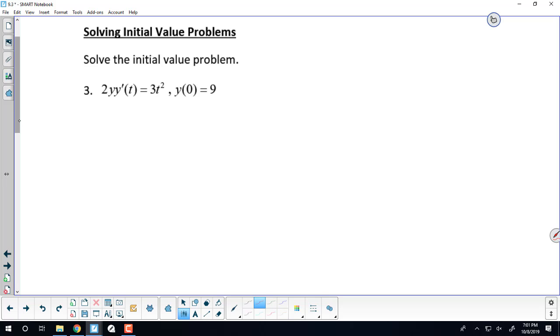So here's one. It says 2 times a function times the derivative of the function is equal to 3t. What function is that, where we know that the original function evaluated at 0 is 9? Our independent variable is t. When we say y of 0 is equal to 9, it's our initial condition. But it's really saying that our point in this plane is a t value and a y value. So our t value here is 0 and our y value is 9.